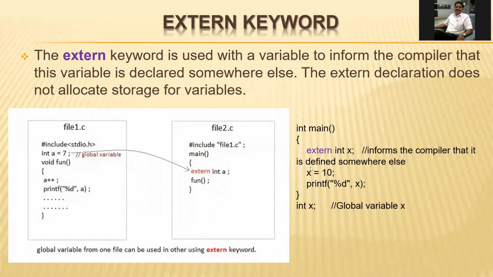Here in the example, the main program shows extern integer x. This is actually declared outside of this function main, that is integer x, it is declared outside. Okay, so that is used inside the function with the help of the extern keyword.